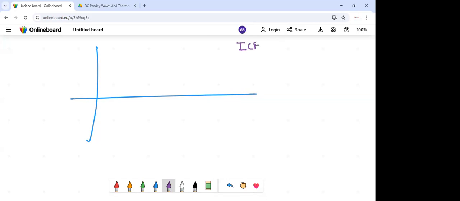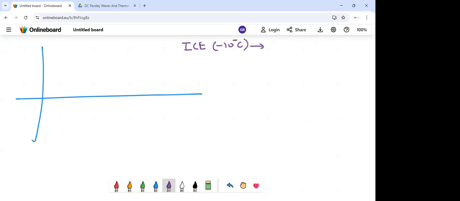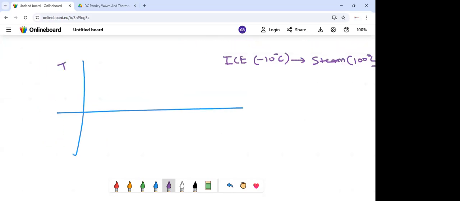Suppose we have ice at minus 10 degrees Celsius, and we want to convert it into steam at 100 degrees Celsius. So this graph is about temperature versus time. Now, can you just think about how the graph will look? I'll draw it here. Just let me know whether you are comfortable with the graph or not.